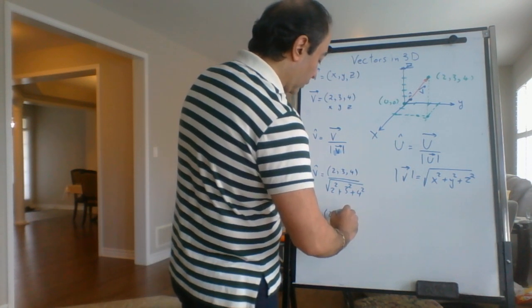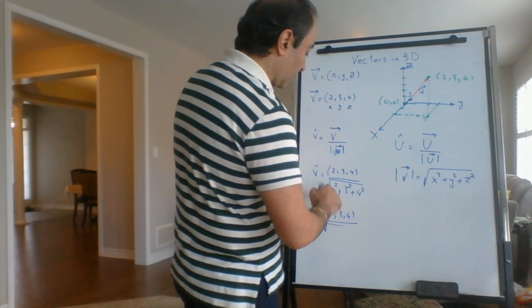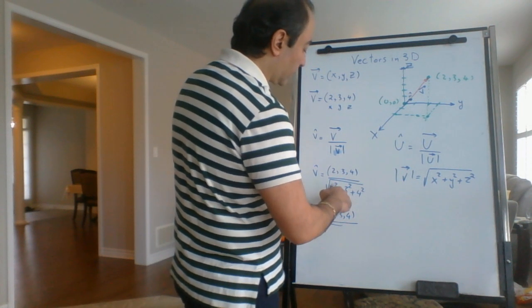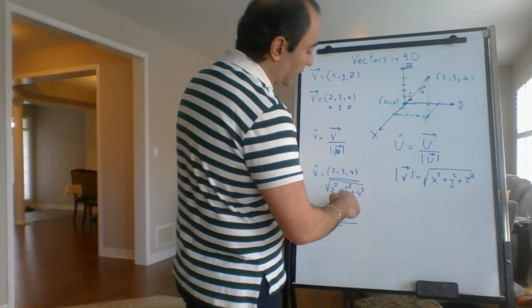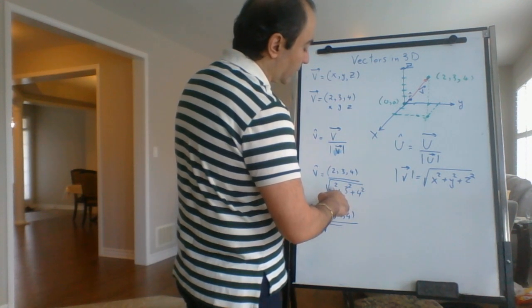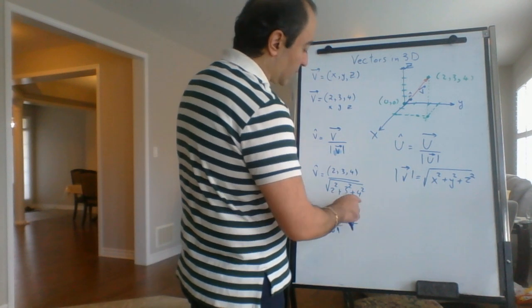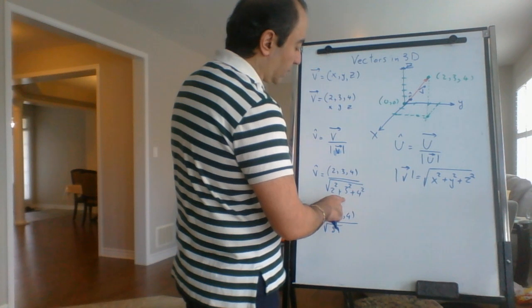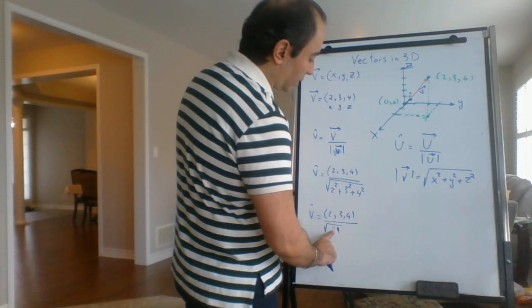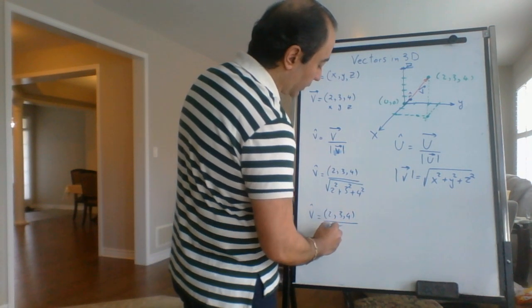So 2, 3, 4 divided by the square root of 4, 9, and 16. 4 plus 9 is 13, and 16 makes 29. Yes, 29.